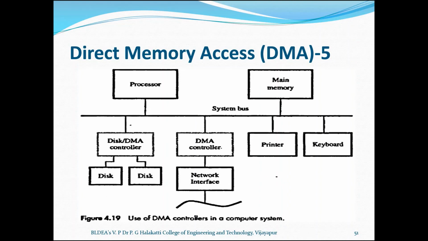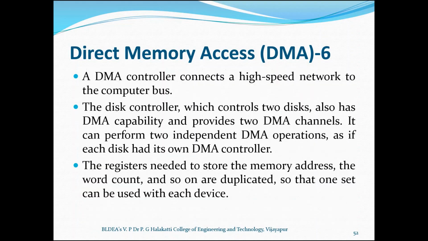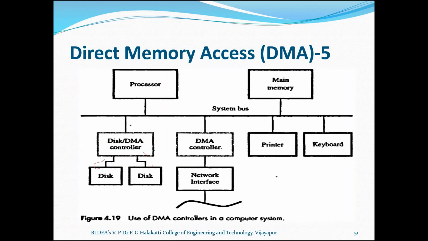The figure shows how DMA controllers are used in a computer system. A DMA controller connects a high-speed network to the computer bus. The disk controller, which controls two disks, has DMA capability and provides two DMA channels. These two are shown here in the figure. It can perform two independent DMA operations.